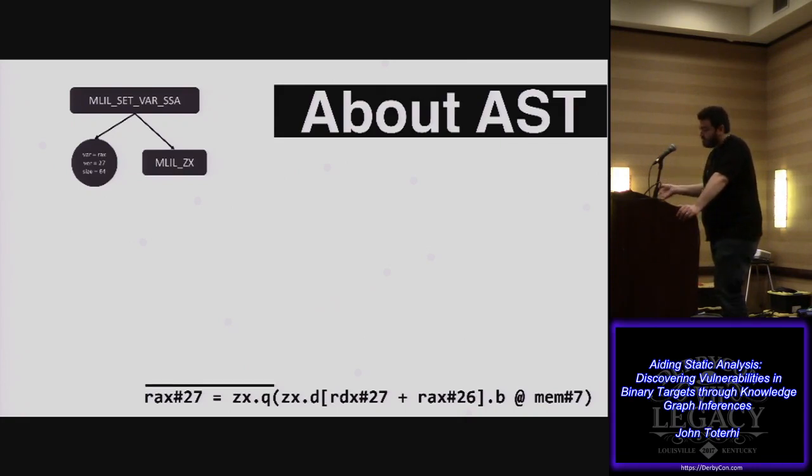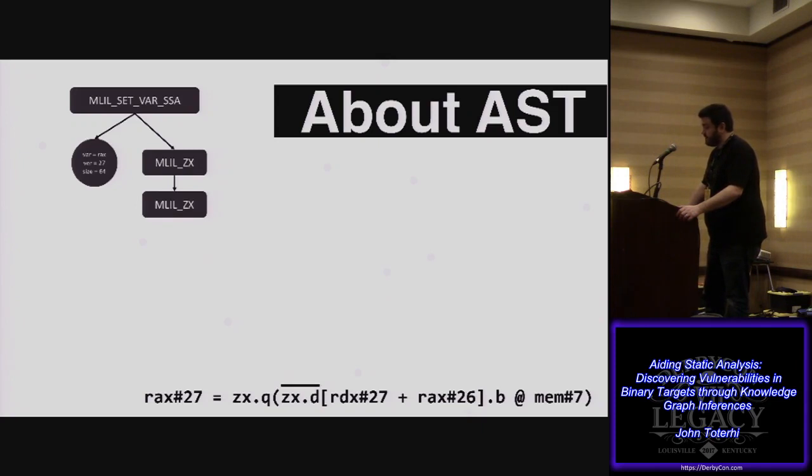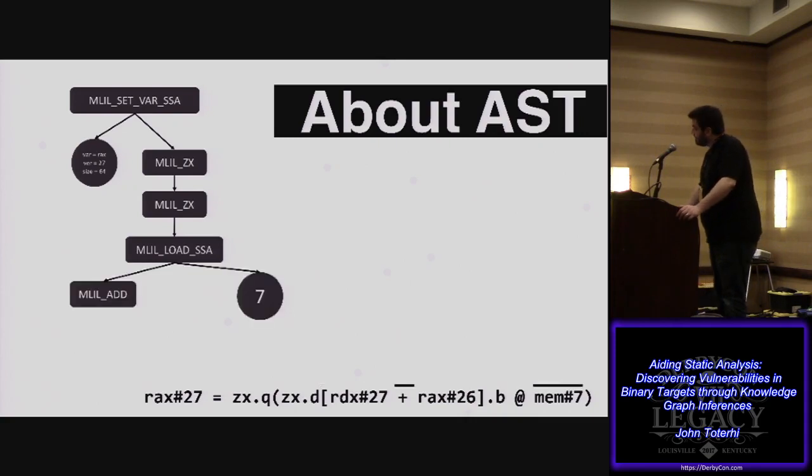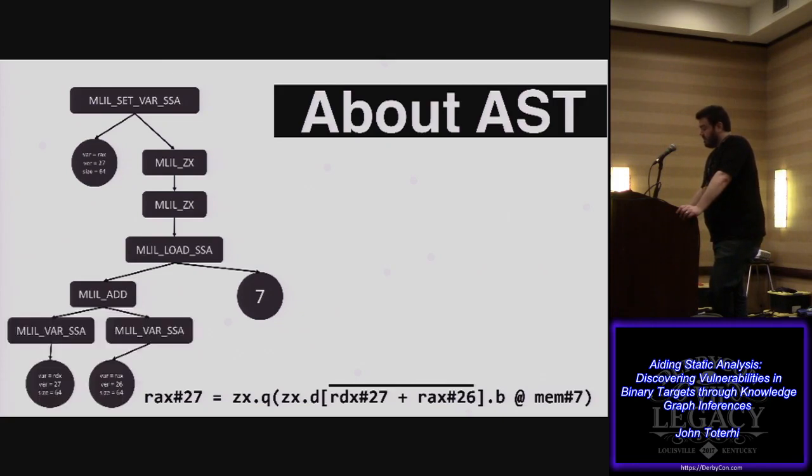I know you can't read what's inside of this circle node, but circle nodes are edge nodes. Those are like terminating nodes. In this case, all it says is var equals RAX, var equals 27, and size equals 64 for 64 bits. Then we have a 0 extension. zx.q is 0 extend to a quad word. Then we have another 0 extension, which is 0 extension to a D word. And then we dereference memory. So we load from memory into an SSA from 2 SSA variables. The memory version is 7, so we actually watch tainted memory, or memory at a certain address. If we write to memory, we rev up the memory address, like a kind of reference there. So that helps us too.